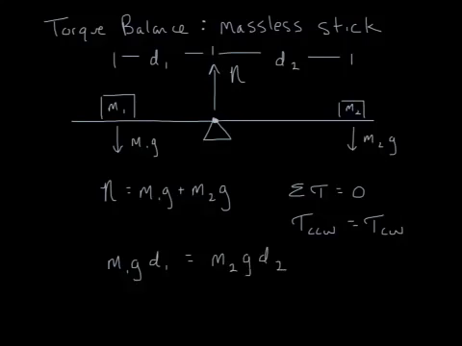And so what we'll see is the G's cancel. For this to be in rotational equilibrium, for it to be balanced, M1 times D1 equals M2 times D2. So M1 and M2 do not have to be the same mass, as long as the heavier mass is closer to the fulcrum and the lighter mass is further away. That's the whole idea behind a torque balance.